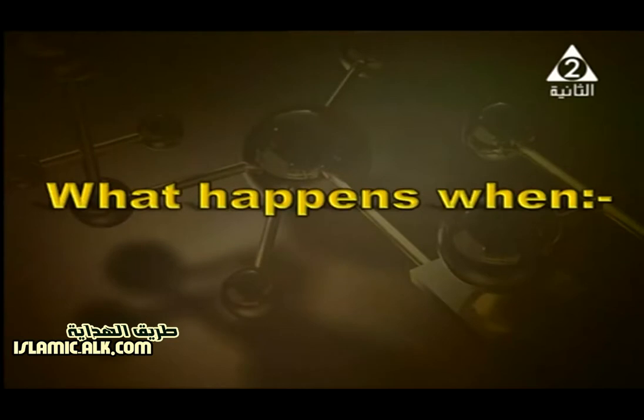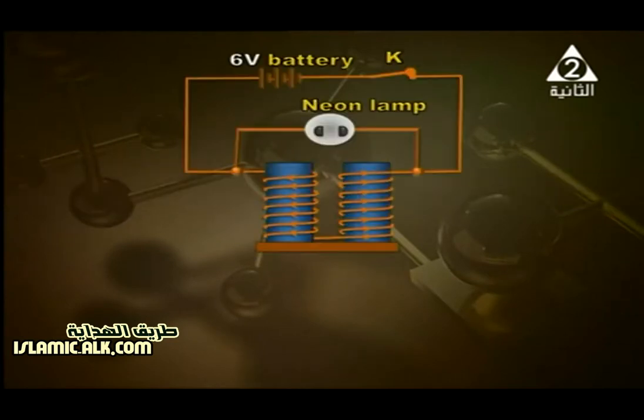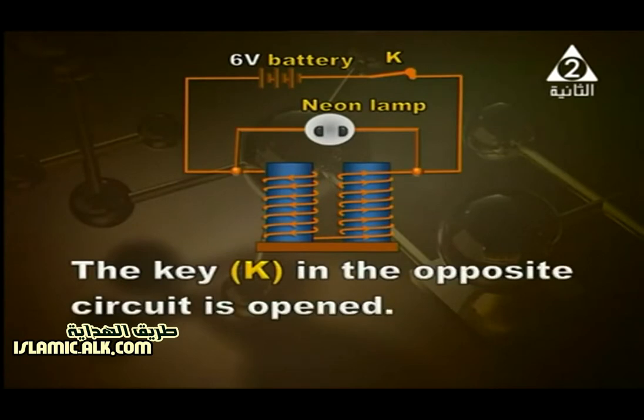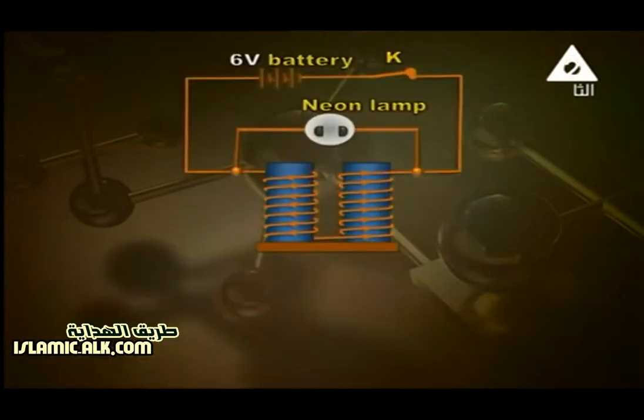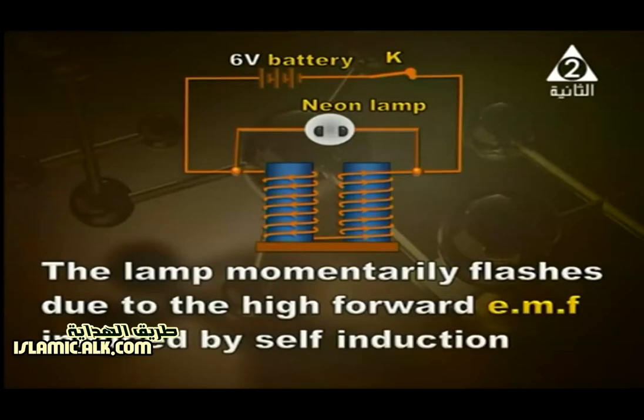What happens when the key in the circuit shown in front of you is opened? We've got a neon lamp placed, connected across an electromagnet. What happens? Yes, the lamp momentarily flashes. Okay, we want you to justify your answer. So the answer is: the lamp momentarily flashes due to the high forward EMF induced by self-induction.